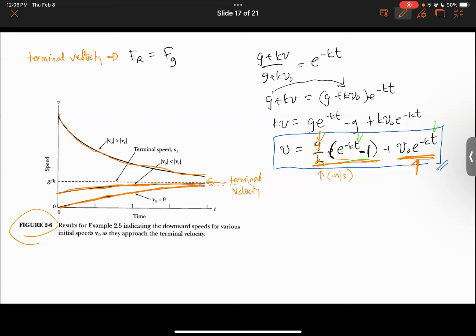Pero kung yung object ay merong initial velocity na greater than the terminal velocity, ito yung susundan niyang behavior. Exponential. But regardless, after a certain time, aabot na rin siya sa kanyang, anong tawag dito? Terminal velocity. Okay, so yan yung interpretation natin for this, for the velocity.